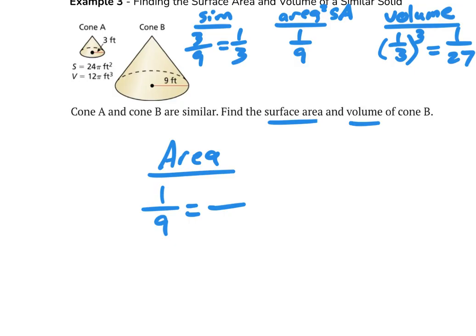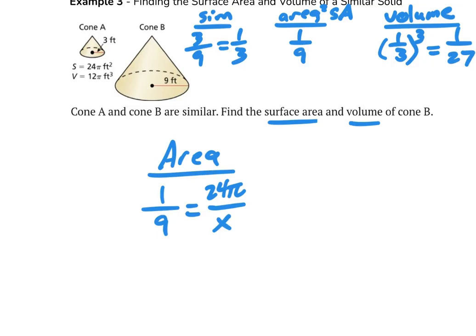And then it tells me the surface area of the small one is 24 pi, okay? Pay attention to that pi. That pi is part of my surface area. But it's the surface area of the smaller one, right? So 1 is smaller than 9. So I'm going to put 24 pi up here, and I'm trying to find the bigger one, okay? Small to big, small to big.